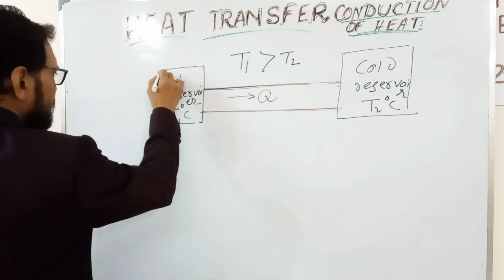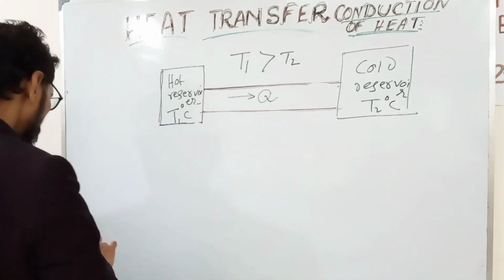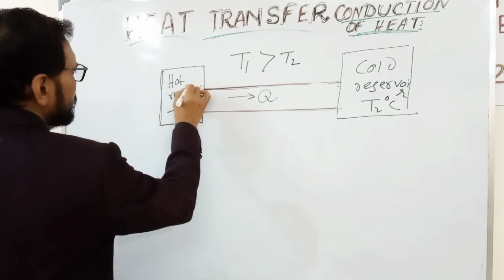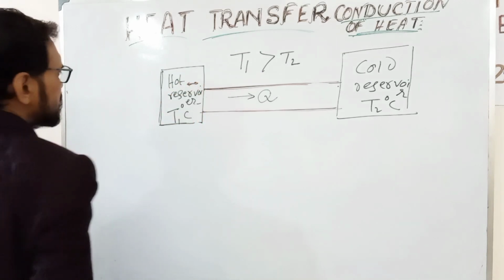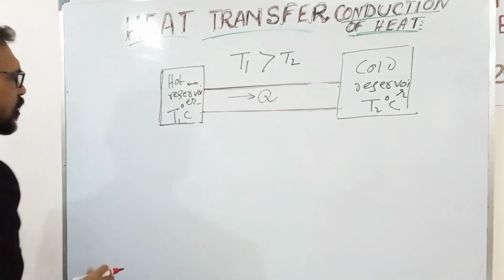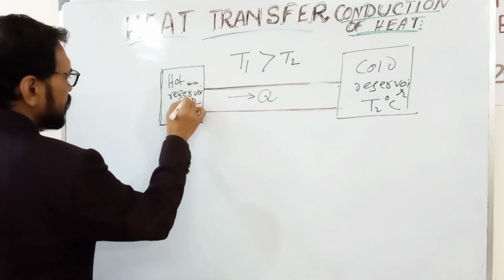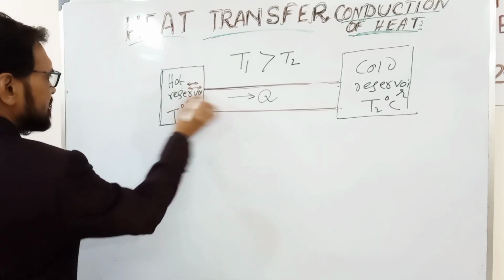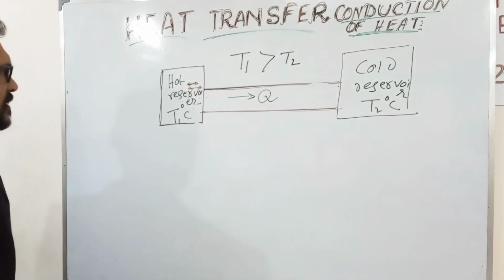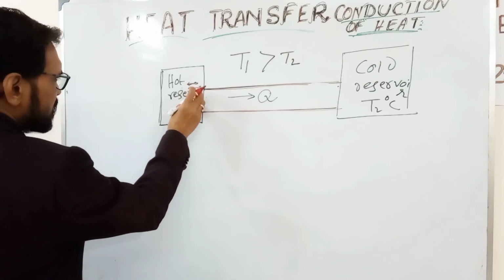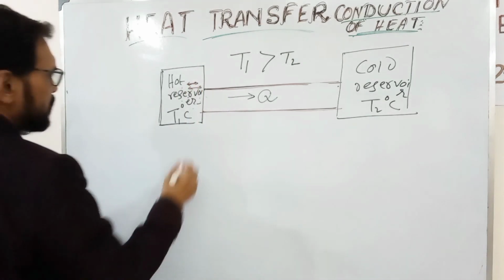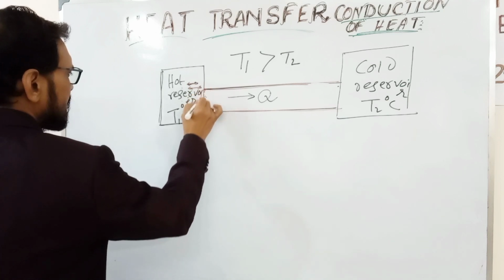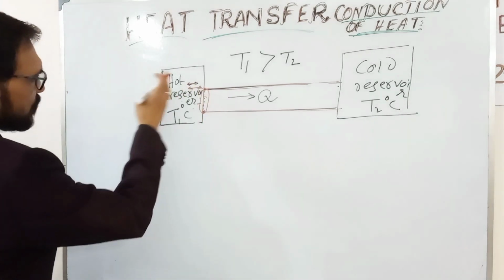So at the hot reservoir, the molecules of the medium have very great vibrational energy. That is, at the hot reservoir, all molecules of the medium have great vibrational energy. In this way the molecules vibrate. Now these highly vibrating molecules collide with the molecules at the end surface of the rod.